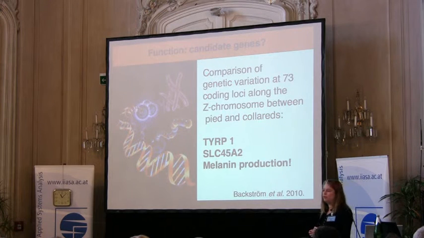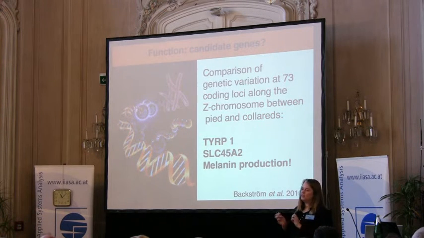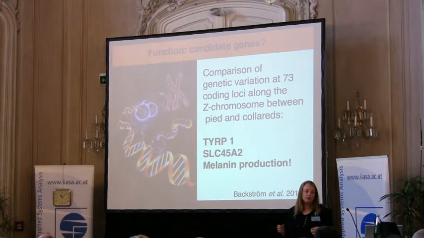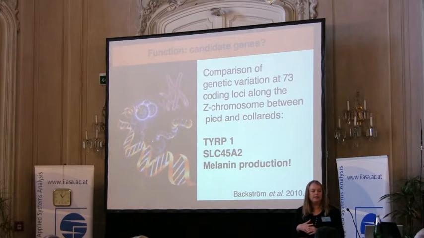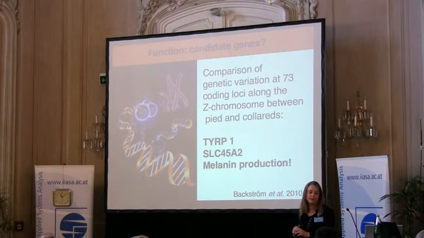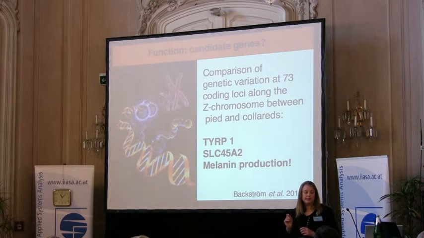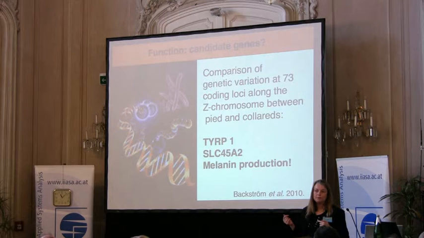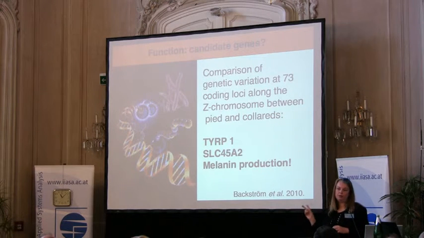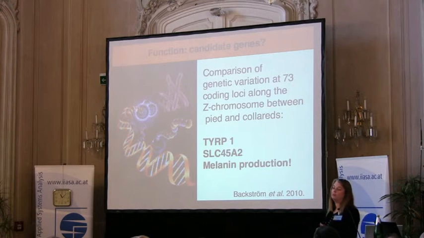Okay, so what about the function of these genes? We haven't identified the actual genes yet, but we have some candidate genes. By comparing genetic variation at 73 coding loci along the Z chromosome of the two different species, we were able to identify 6 different genes that had some deviations. And 2 of them are known to be involved in melanin production, so these would be candidate genes.